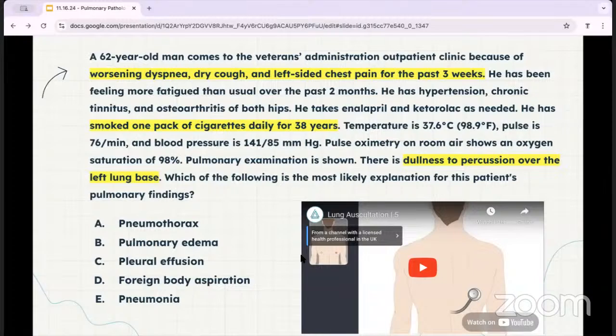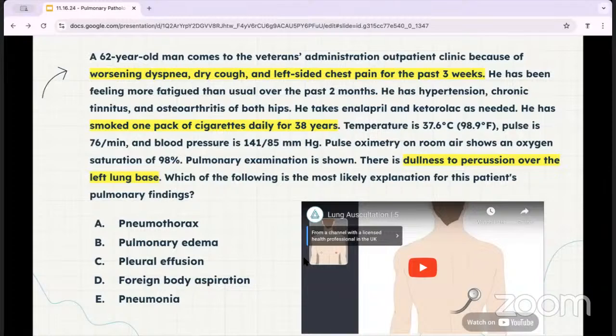So option A, pneumothorax. Remember, pneumothorax typically presents with a sudden onset of chest pain and dyspnea, and not in this case, it's been happening for the past 3 weeks. It does have unilateral decreased breath sounds, and it does also have hyperresonance on percussion due to air in the pleural space. But this patient's presentation is more subacute. It's not very acute, and the dullness to percussion would exclude the pneumothorax. So it can't be pneumothorax in this case.